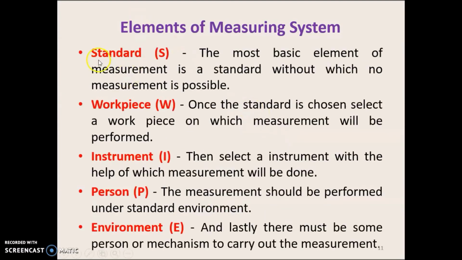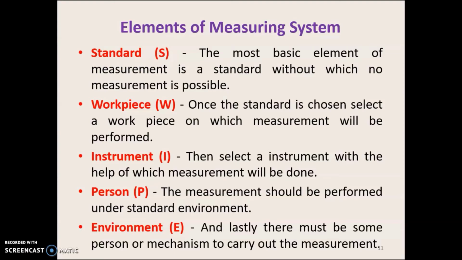The most basic element of measurement is a standard, without which no measurement is possible. We already know this. When we saw how to measure, we said that we compare the unknown quantity with a known quantity, correct? This known quantity is nothing but the standard. Only if we have a standard will we have an element for comparison. So that is the reason the standard is the first element of a measuring system.